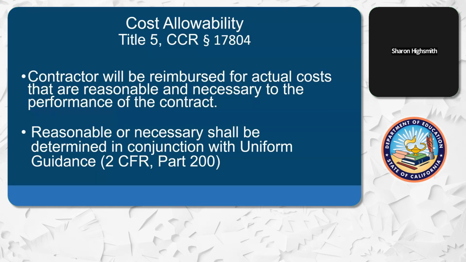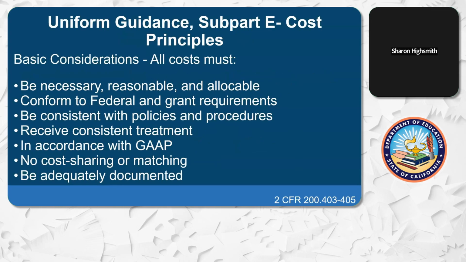Cost allowability. Title V, Section 17804 is the basis for determining all cost. It specifically states costs have to be reasonable and necessary for the performance of the contract, and reasonable and necessary shall be determined in conjunction with Title II, Code of Federal Regulations, Part 200. The state regulation tells us that we have to follow federal requirements when we're looking at cost. This is why you will see us referring to federal regulations along with state requirements for the preschool program.